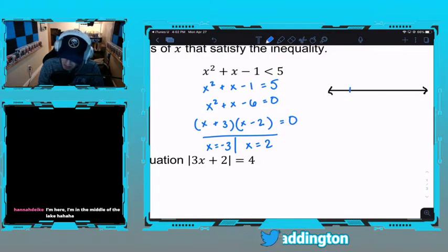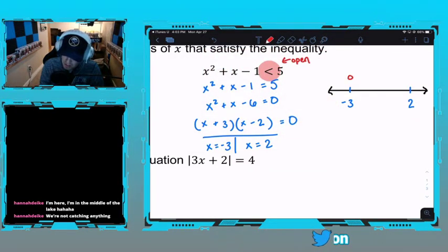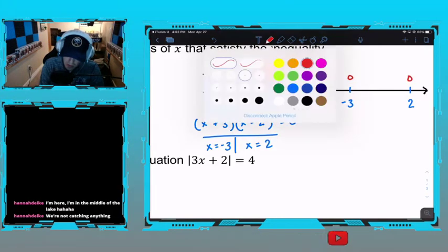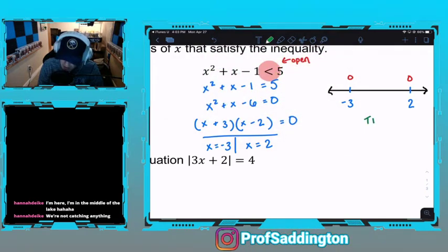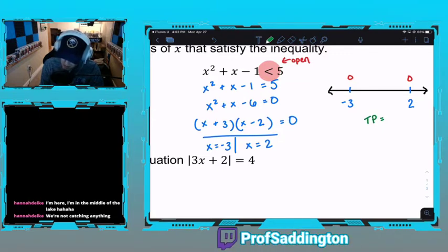So my two answers are negative 3 and 2. I know these are going to be open circles because the original inequality up here did not have an equal sign, so that means it's going to be open. I have an open circle on the negative 3 and an open circle on the 2. Then I just have to do our little test point. The easiest test point between negative 3 and 2 is going to be 0, so I just plug it into that original function.